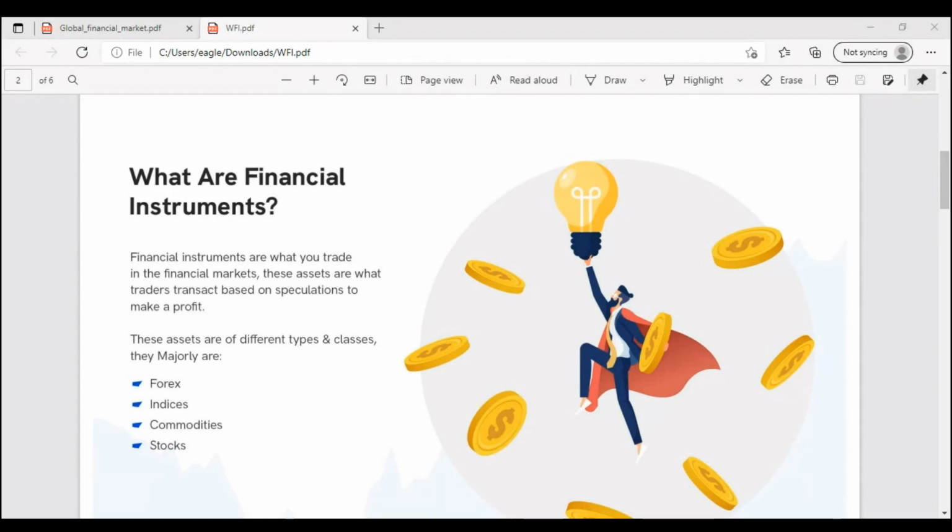They majorly are forex, indices, commodities, and stocks. I won't be talking about cryptocurrency in this aspect because of the ban on cryptocurrency by the Nigerian government.